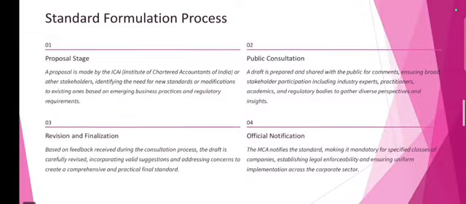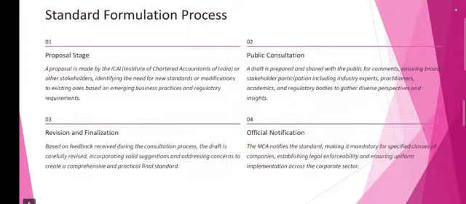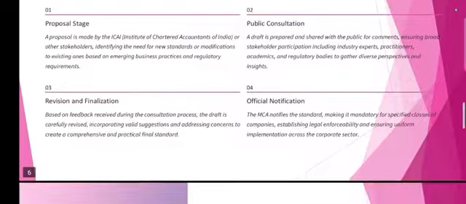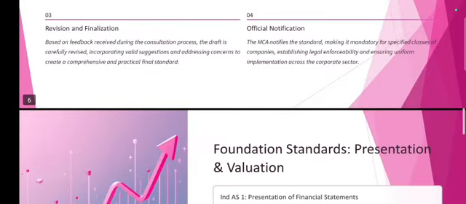Okay, so this is all about standard formulation. In this we have three stages in that process. The first stage is the proposal stage, then public consultation, then we have revision and finalization. Based on the previous process, we will have revision and finalizing the points, and once it is finalized, we will move with the official notification. That's the final step, the final process.